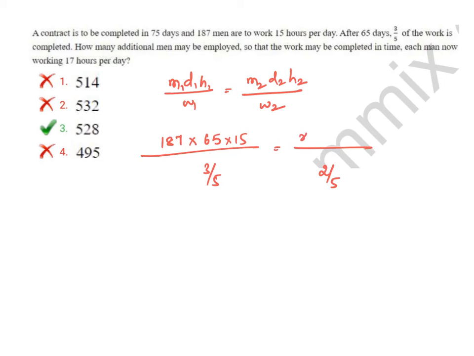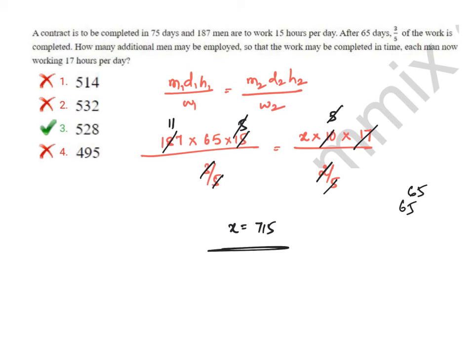How many members working, we don't know. So how many days left? Just 10 days left, because in order to complete in time, and 17 hours per day. Now cancel. 5 cancel. So 10 by 2, 5s are, 3, 5s are. So therefore 5 also cancel. 17 1s are, 17 11s are. So x is equal to 65 into 11, that is 715.